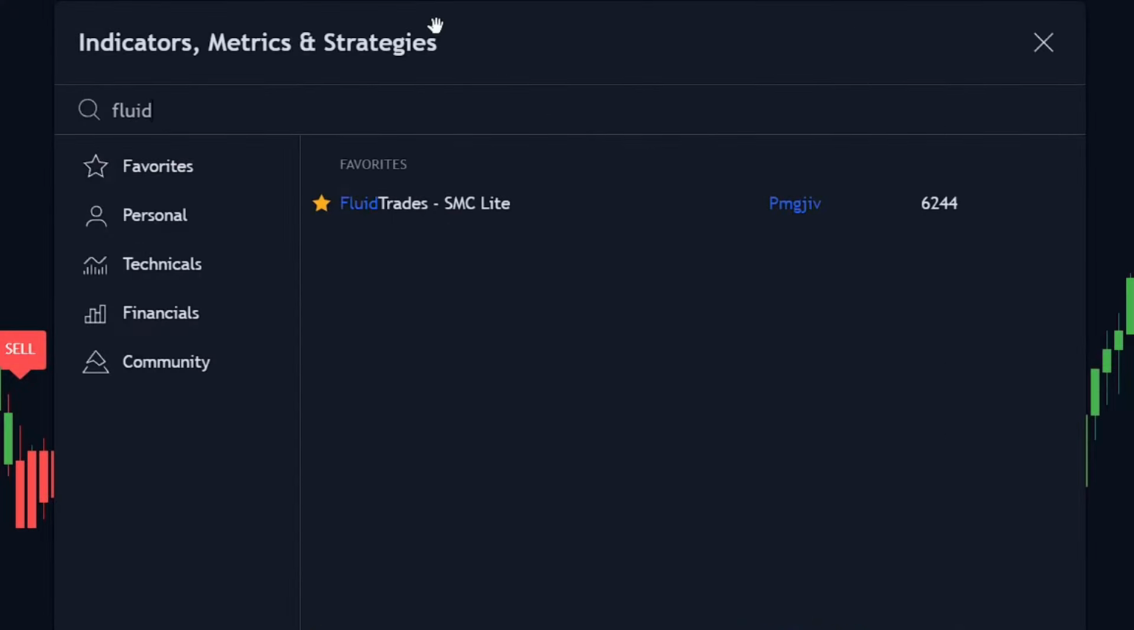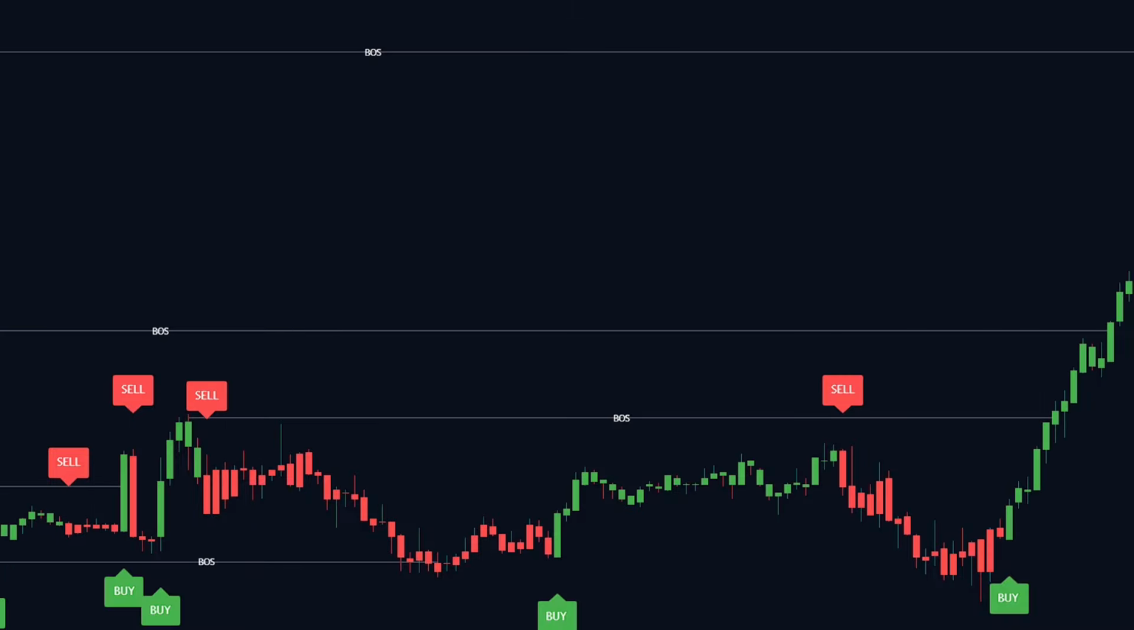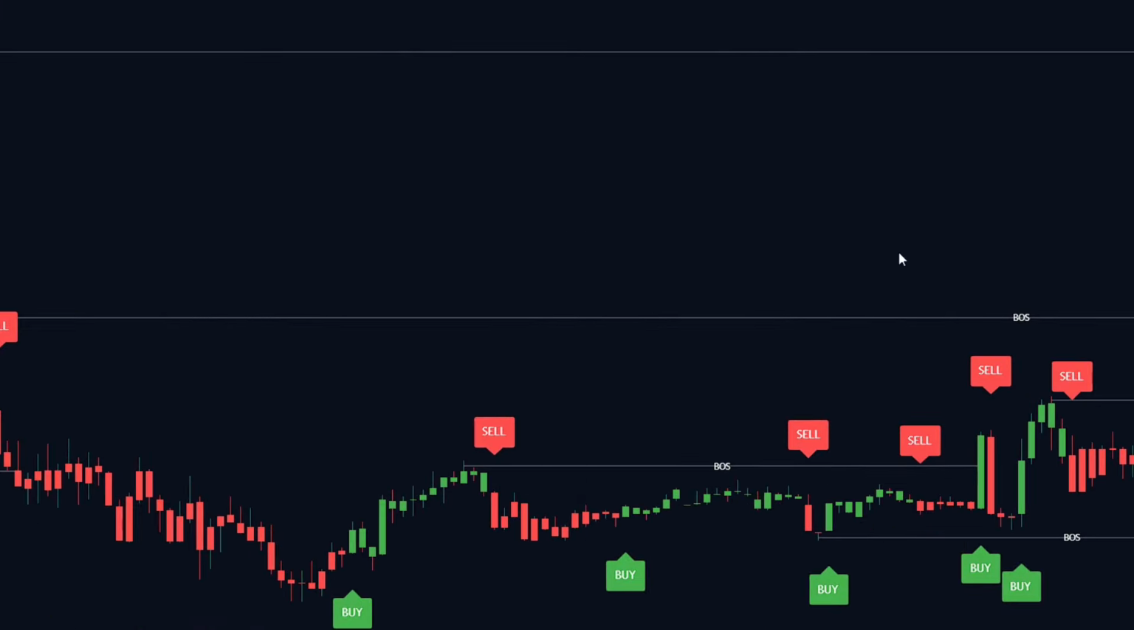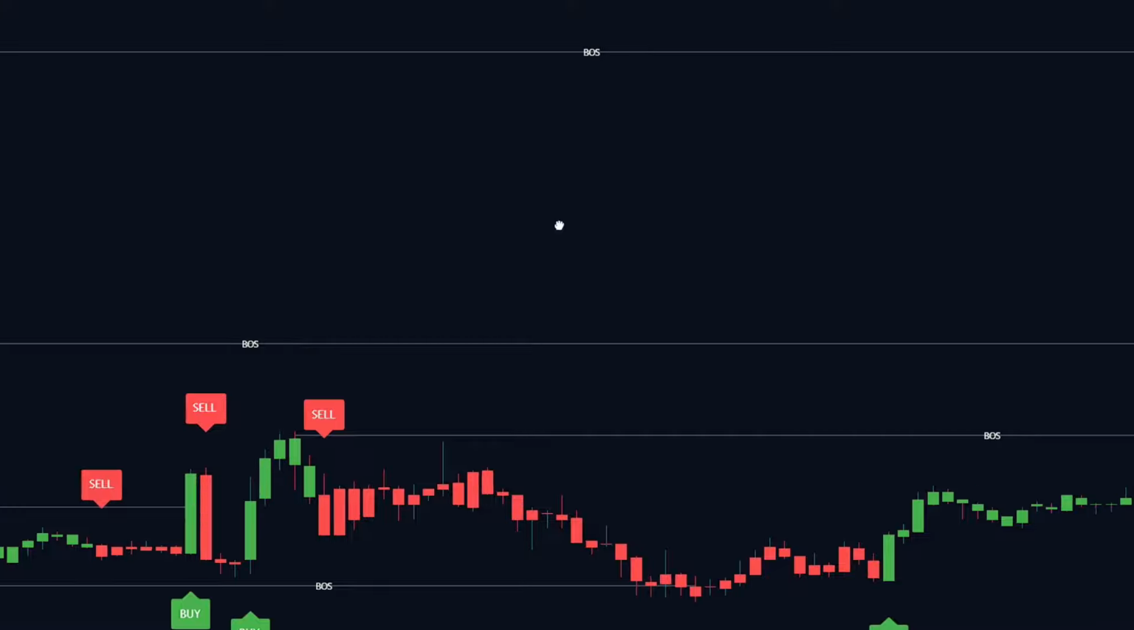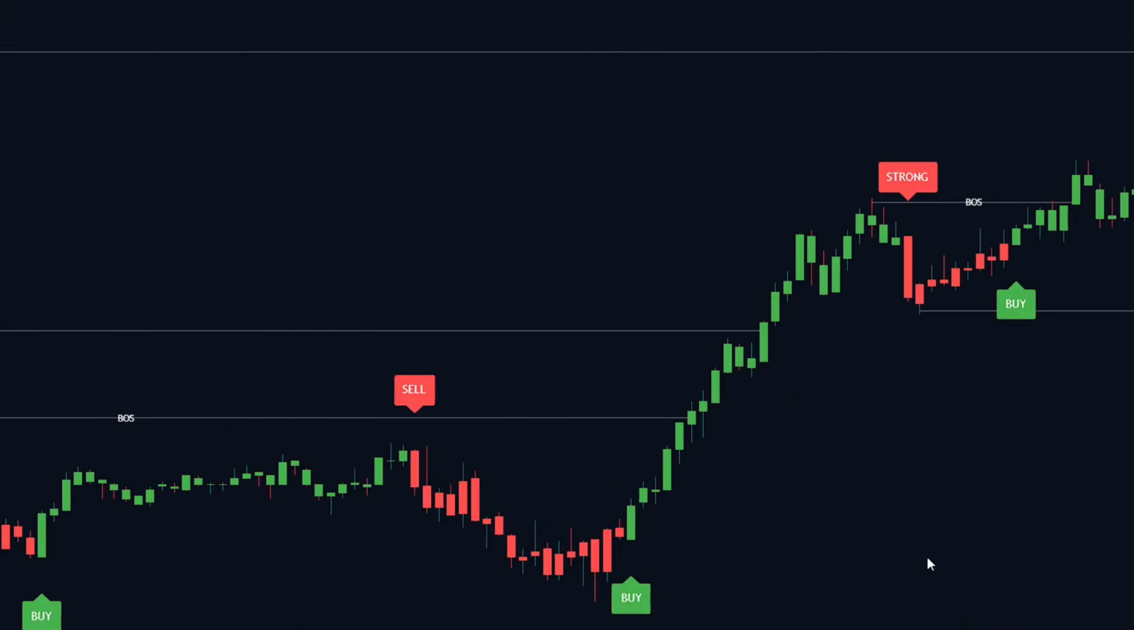Next, search for fluid trades. This smart money concepts indicator highlights areas of supply and demand and break of structure levels. Typically, when the price action is in a downtrend and reaches a demand level, the market tends to reverse. The opposite occurs when it reaches a supply zone. These levels are crucial as they will significantly increase the win rate of our first confirmation indicator.